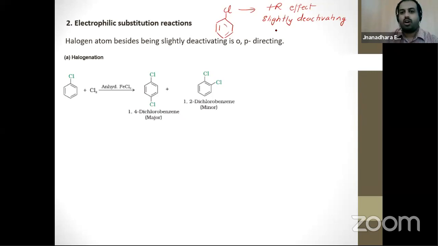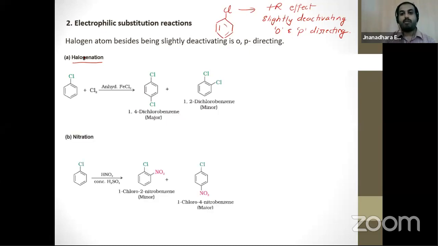And no doubt, all these halogens are ortho and para directing. So they direct the incoming electrophile to the ortho or para positions. Ortho and para directing, easy. So what are the common reactions we study? The same old reactions, halogenation, where you get dihalo compound. Remember, para product will always be major, thermodynamically stable, more stable than ortho product because of steric repulsion. Steric repulsion minimum.